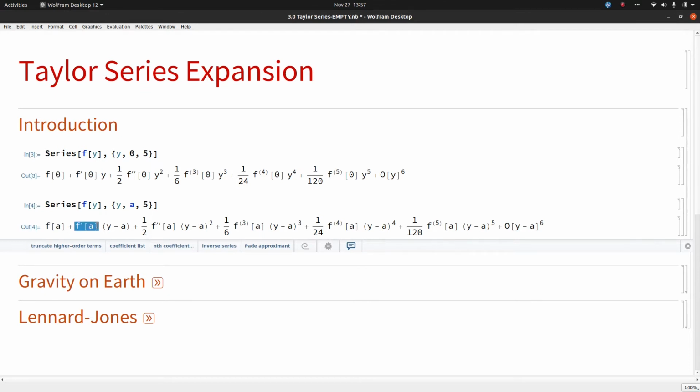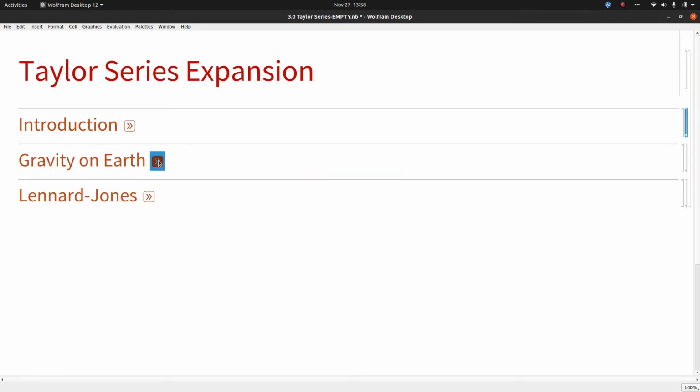Similarly, it'll be f prime of a, and the factor you multiply by is no longer y. It's going to be y minus a. So that when you plug in y equals a, all of these higher order terms go to 0, and you're just left with f of a. So that's great. Mathematica gives us an easy way to take series expansions.